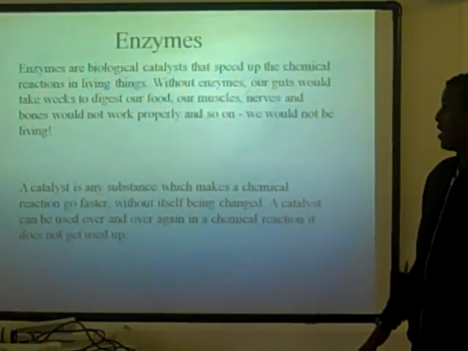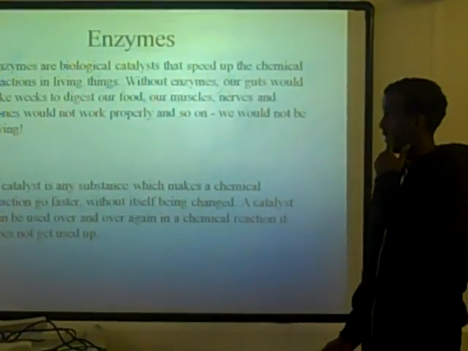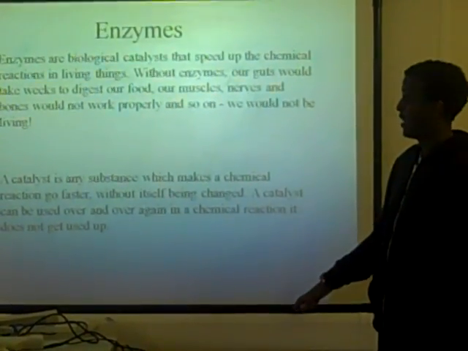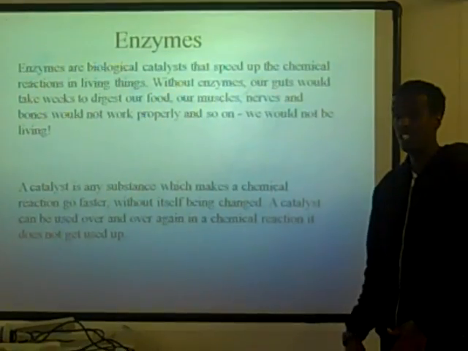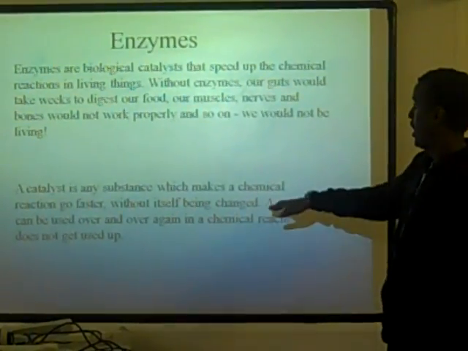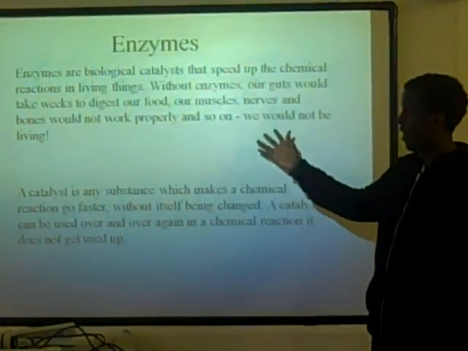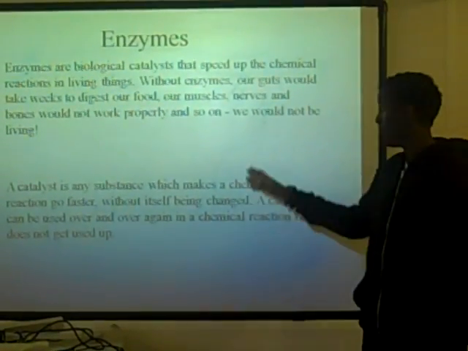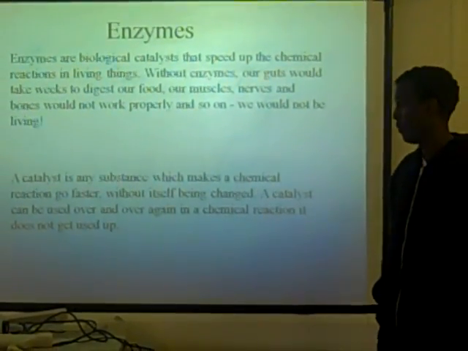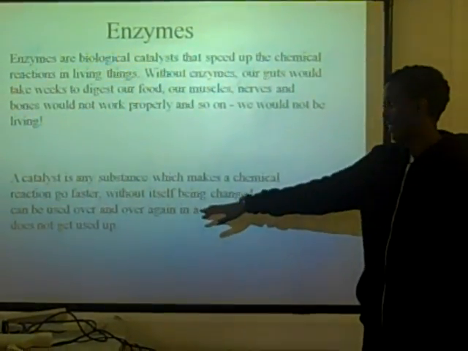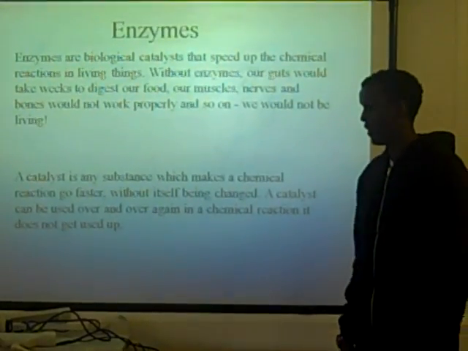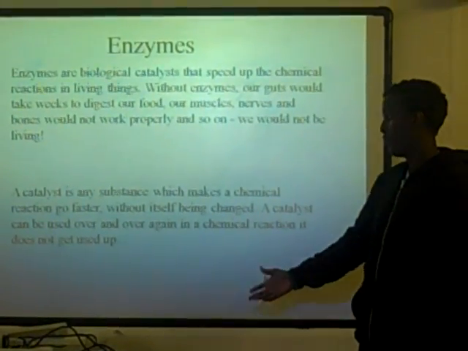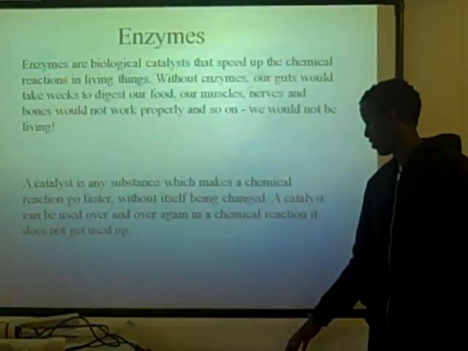Enzymes are biological catalysts that speed up chemical reactions in a living thing. In our guts, without enzymes, food would take weeks and weeks to be digested. It would also affect the muscles, nerves, and bones, which would mean that they would not function properly. This would cause a major problem in the body's functioning. A catalyst is any substance which makes a chemical reaction go faster without changing in its actual form. A catalyst can be used over and over again as it cannot be used up.